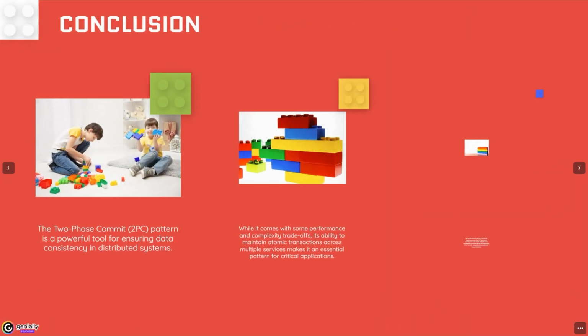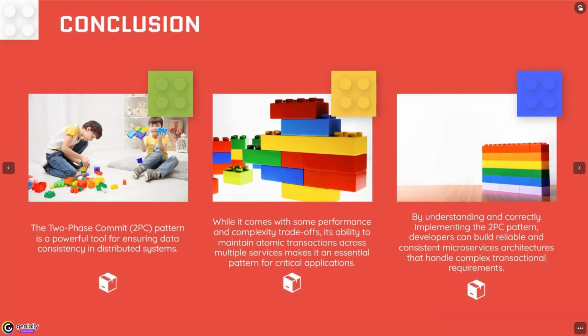As a conclusion, the two-phase commit pattern is a powerful tool for ensuring data consistency in distributed systems. While it comes with some performance and complexity trade-offs, its ability to maintain atomic transactions across multiple services makes it an essential pattern for critical applications. By understanding and correctly implementing the 2PC pattern, developers can build reliable and consistent microservices architectures that handle complex transactional requirements.